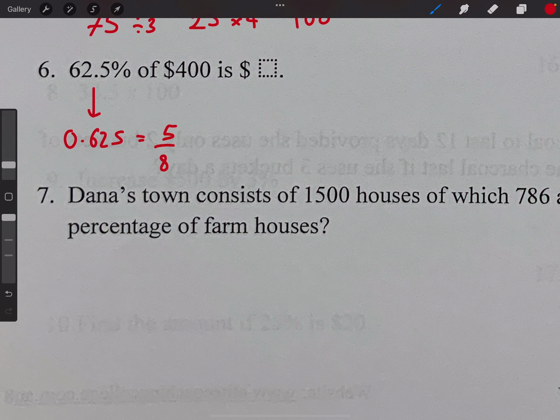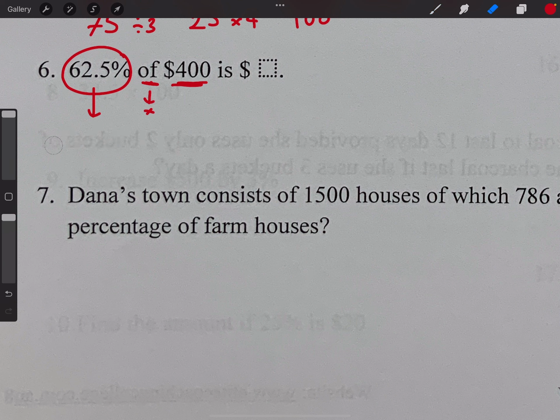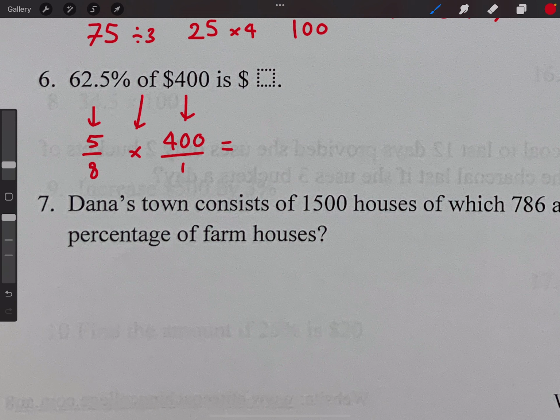So that means the question is, what's 5 over 8 of 400? Remember, of means times, okay? So let me just rewrite this. So that's 5 over 8. Of means times. 400 is 400 over 1, because it's a whole number. Okay. Now, let's divide the top and bottom by, let's divide this by 8. Actually, divide by 4. Let's divide by 4. You get 2. Divide this by 4, you get 100.